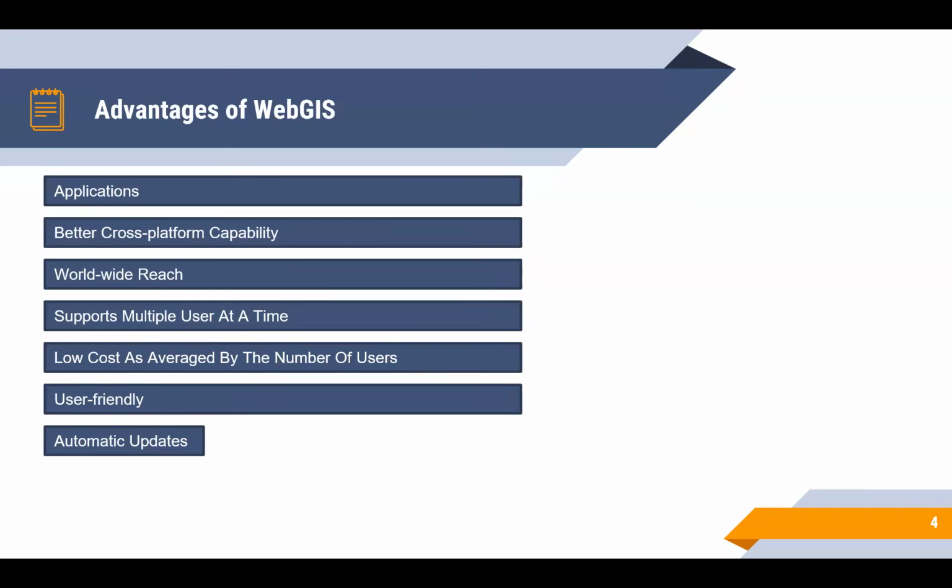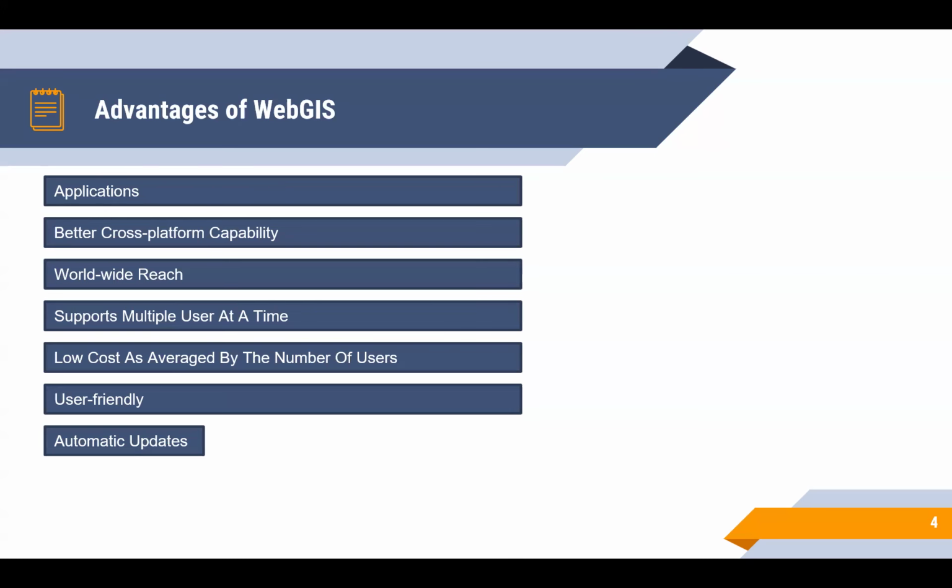Support multiple users at a time. Once you have developed the application, there is no restriction. The only restriction is the bandwidth. There is no restriction from the application side on the number of users who can access your application. Low cost averaged by the number of users. Normally, if we are using any proprietary software, maybe Esri, maybe any other company, whenever in some cases you want to increase the user size or increase something, they will charge more.